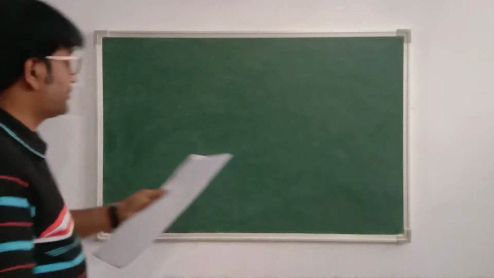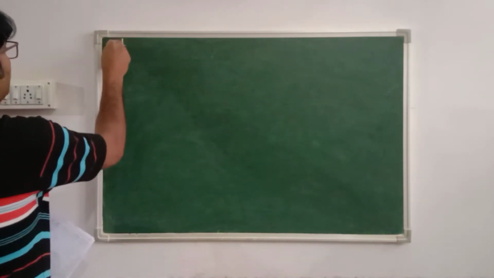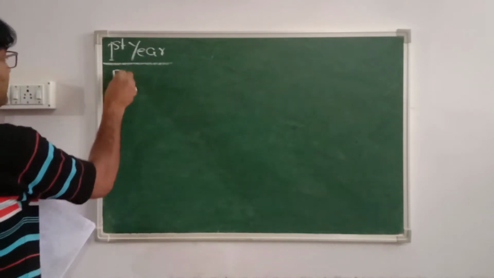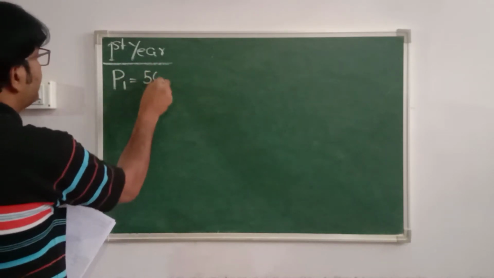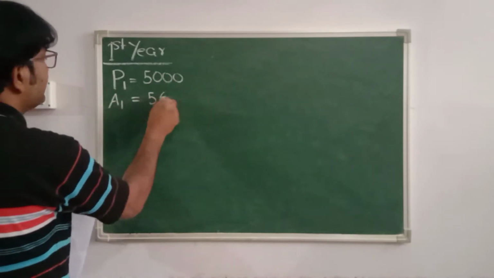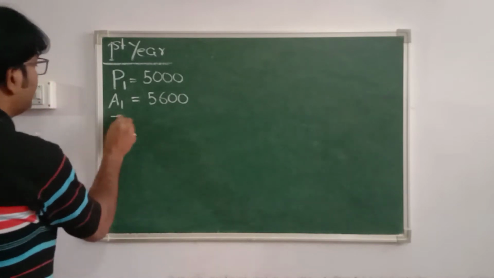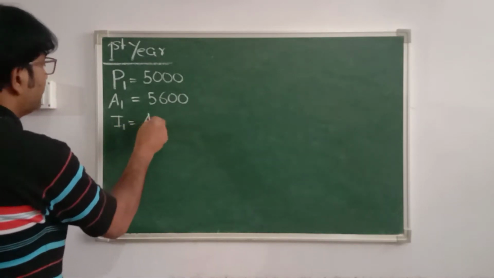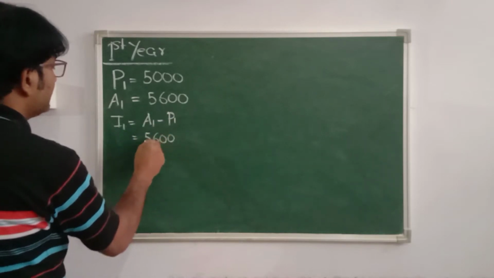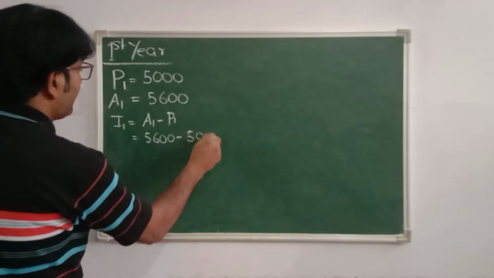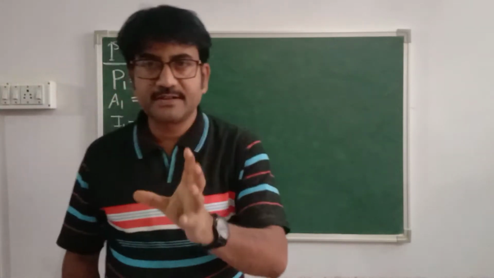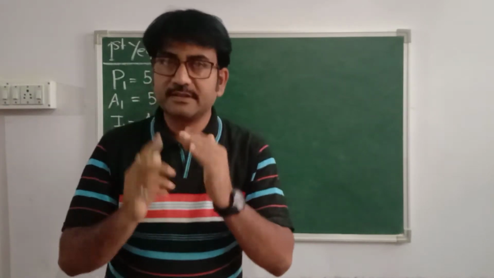So now move on to the first year. We're given the principal amount P1 equals 5,000, and the amount for the first year is given as 5,600. So we can calculate the interest for the first year from this: A1 minus P1, that is 5,600 minus 5,000, that comes to 600. Now 600 is the interest for the first year, and from this information we can calculate the rate of interest.